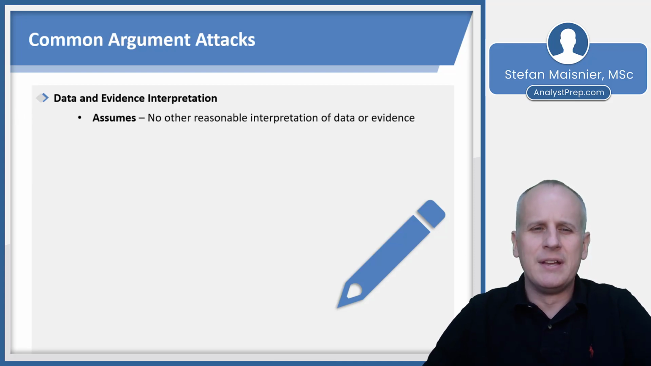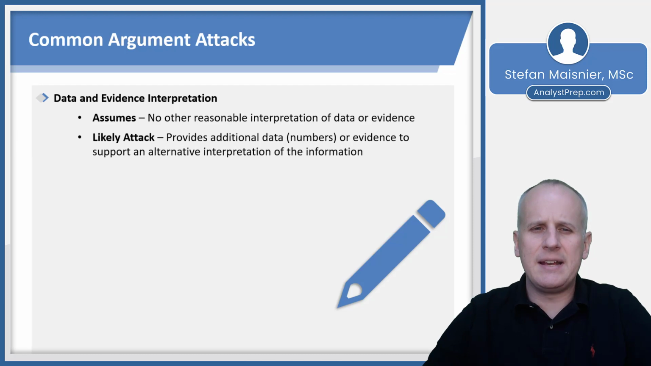So let's take a look at some more of our common argument attacks, starting with data and evidence interpretation. Data and evidence interpretation arguments are going to assume that there is no other reasonable interpretation of whatever the data or evidence is. And a likely attack is going to require additional data or numbers or evidence to support an alternative interpretation of that information. So you're going to look at it and go, oh, here's some actual additional data or evidence that changes the interpretation that was originally provided by the conclusion.